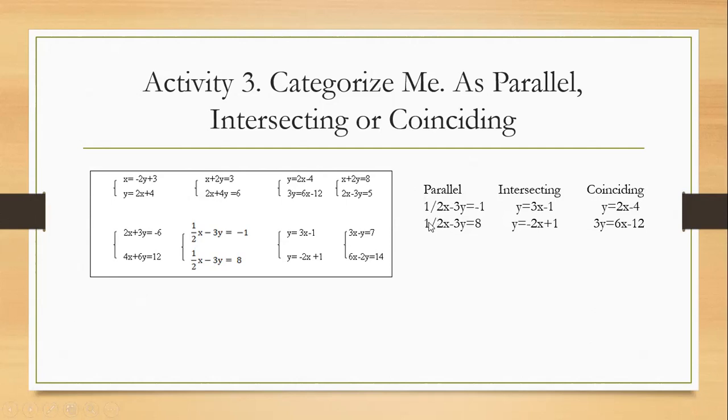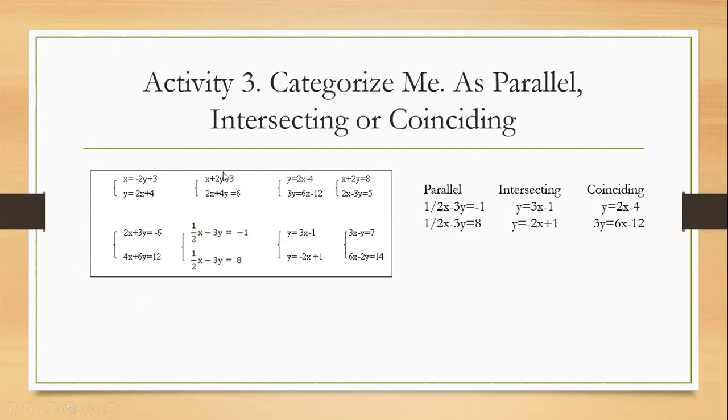1/2 minus 3y equals -1 and 1/2 minus 3y equals 8. That is parallel. For our intersecting, the slopes are different and the y-intercepts are different. So, here it is, 3x minus 1. And for the third, y equals 2x minus 4, 3y equals 6x minus 12. Because if you will notice, if you multiply the first equation by 3, it becomes equal.